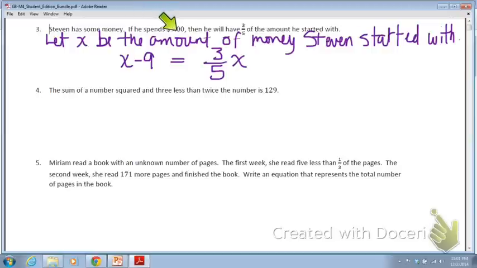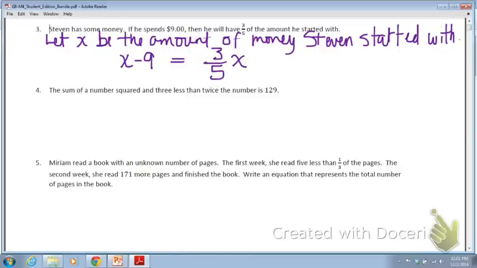If he spends $9, then he will have, there's our equal sign, he will have 3/5 of the money he started with. So 3/5 of is 3/5 times the amount of money he started with, which is X. So 3/5 of X, or 3/5 times X. So X minus 9 equals 3/5 X.